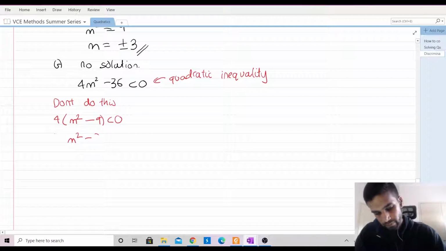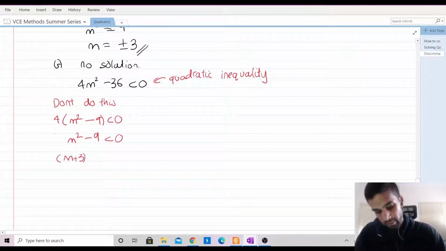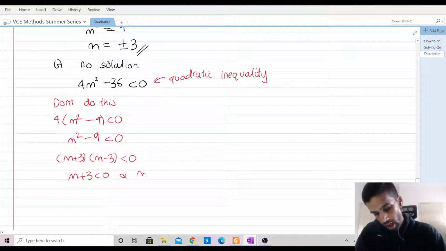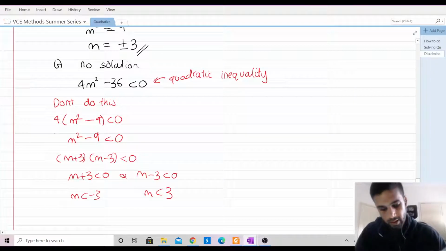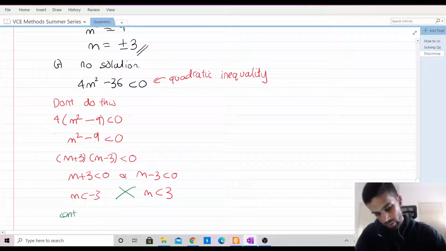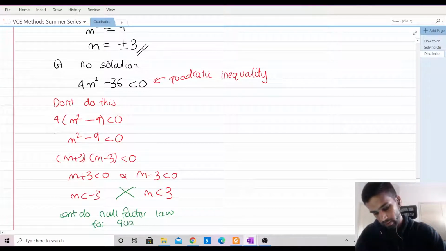Divide by 4, which is 0 here. Up to this point, this is still correct. And then we can factorize using difference of perfect squares. This is still okay. The mistake happens when we do this line. M plus 3 is less than 0, or m minus 3 is less than 0. M is less than negative 3, m is less than 3. We can't do null factor law for quadratic inequalities.